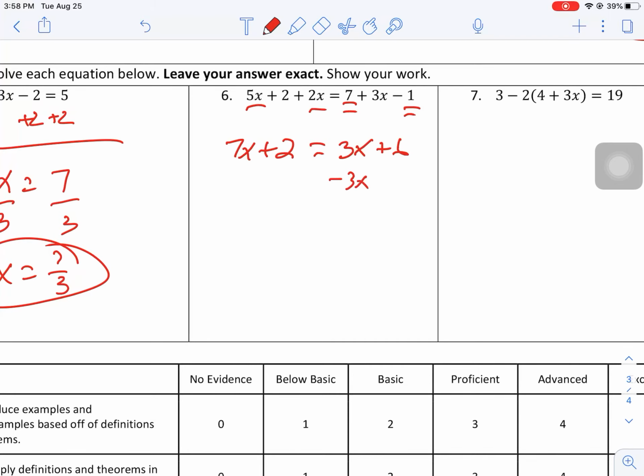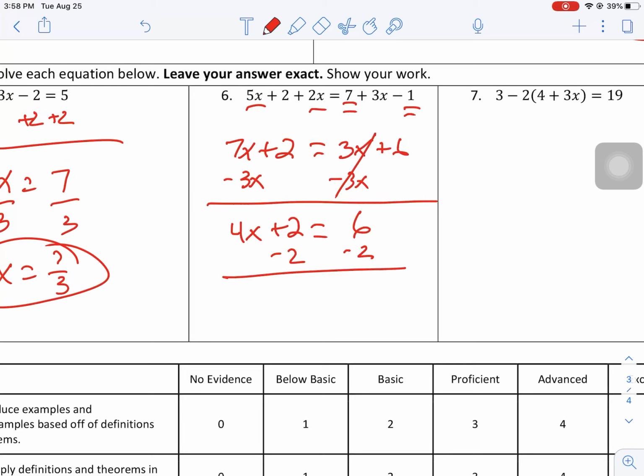So now we'll move the variable to one side. So I'll subtract 3x off both sides. That keeps it equal, and it moves the variable to one side. I get 4x plus 2 equals 6. Now you're up to your two-step equation. Subtract 2. 4x equals 4. Divide by 4. X equals 1.